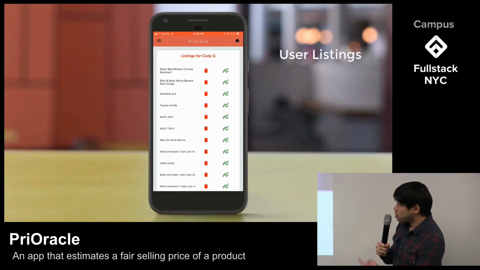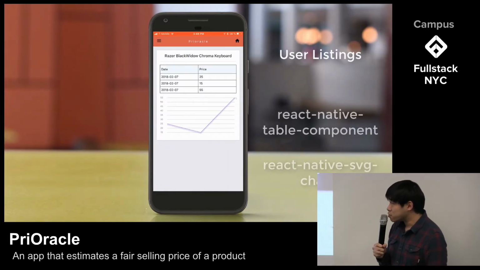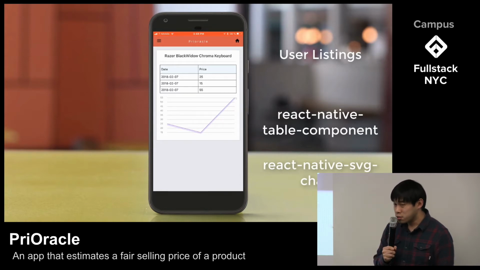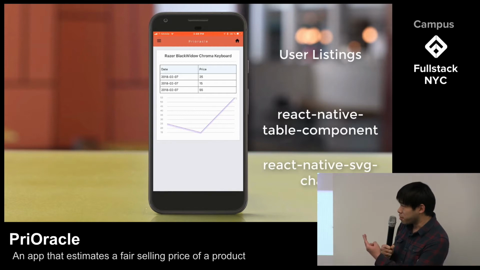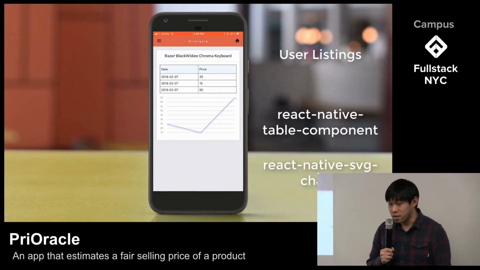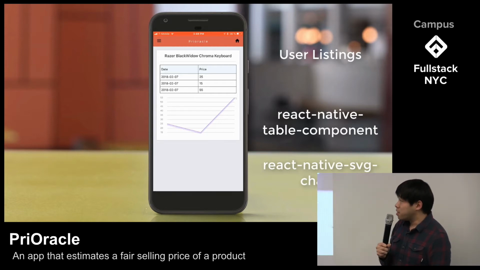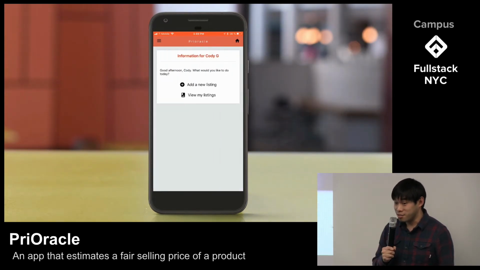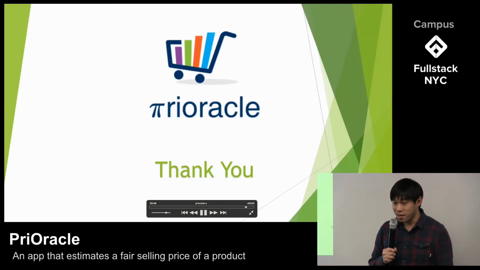Now if a user clicks on one of those graph icons for an individual listing, they'll see a table and a graph, which will display changes in our valuations over time. Initially, we went with different methods of rendering this information. We tried things like the D3 NPM library, but in the end, we decided to go with the React Native table component and React Native SVG charts NPM modules. And with that, our presentation is concluded. We had a great time working on this project. Thanks for listening, and hope you enjoyed learning about PriOracle.